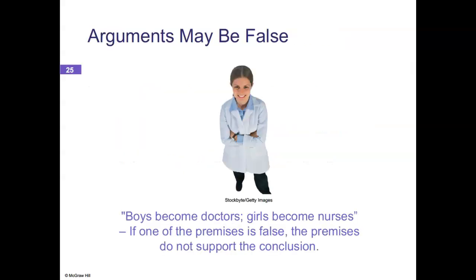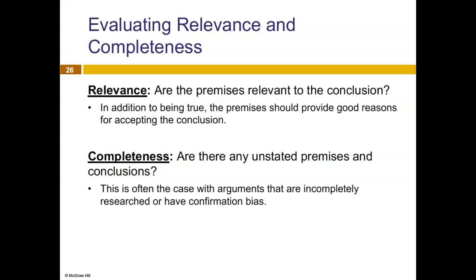Arguments may be false, absolutely. Boys become doctors, girls become nurses. If one of the premises is false, the premises do not support the conclusion, right? So there's an example of an argument that is false. Relevance: are the premises relevant? Do they relate to the argument, right? I would argue that gender doesn't have much relevance in the argument of who can and who cannot become a doctor, right? There's no such thing as saying that because you're a certain gender you're more inclined or better qualified to be a doctor.